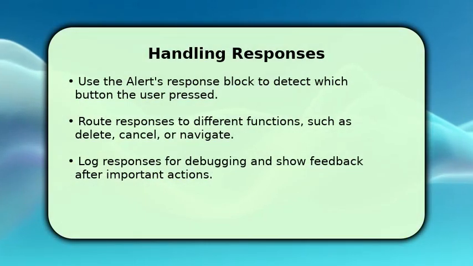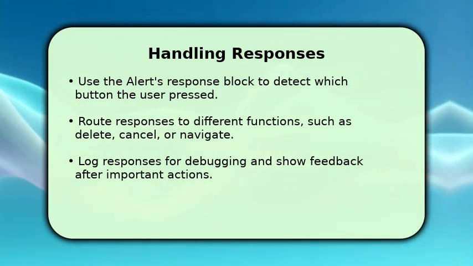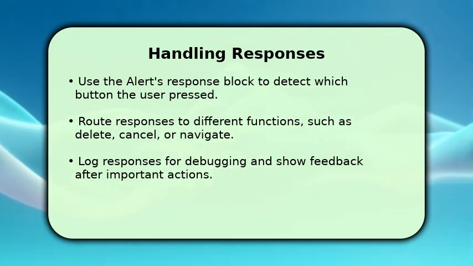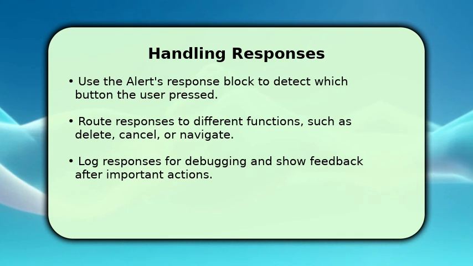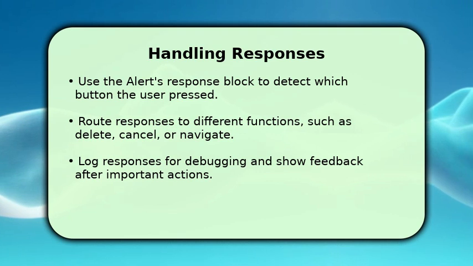When you need user confirmation, wire the alert response block to branches that check which button was tapped. Map positive actions to a function that performs the task, and map negative or cancel responses to safe fallbacks. For destructive actions, show a second confirm alert or require explicit input.